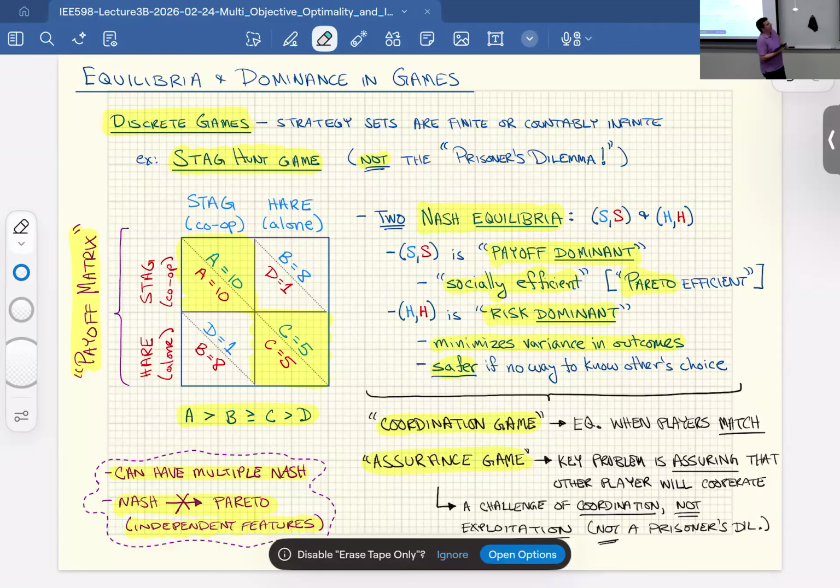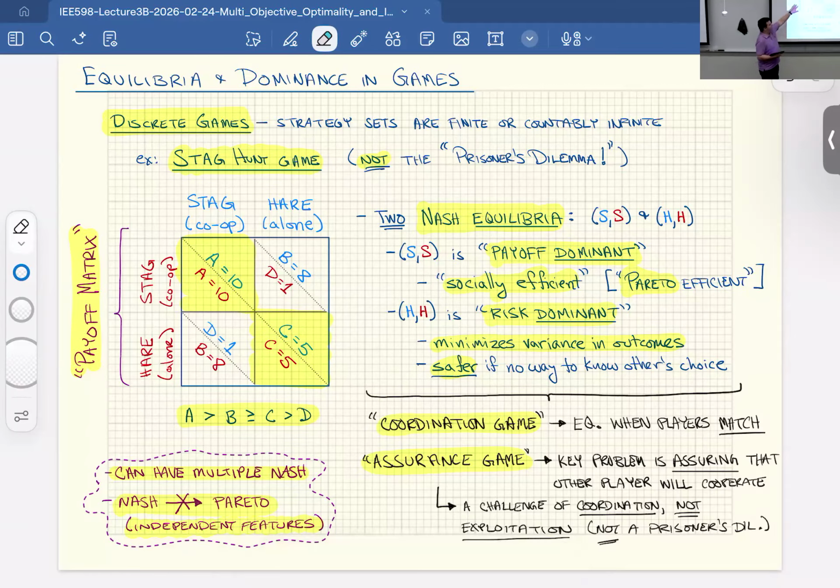And so key things I'm trying to have you take away from here is that you can have multiple Nash, not just one Nash, and this idea of Pareto efficiency, which is an idea we're going to develop more when we get to formal multi-objective here in about 2 slides. That is something which is a separate concept. So sometimes you have Pareto efficient Nash, sometimes you don't.